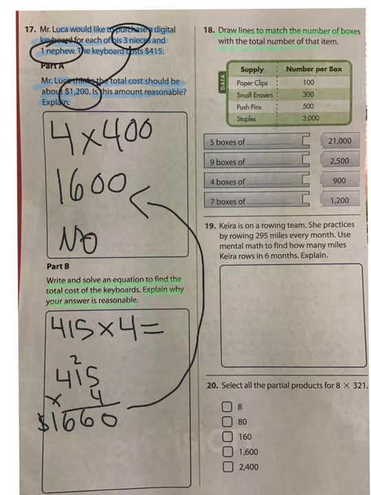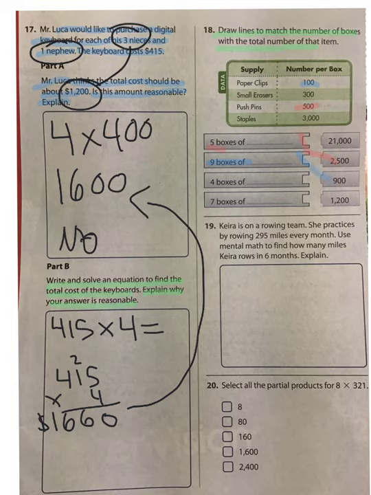So 5 boxes of blank is going to cost what? Think about that. So if we did 5 boxes of push pins, 5 times 500 is going to equal 2,500. 9 boxes of something is going to equal a number over on the right. So if we do 9 boxes of paper clips, 9 times 100 would be 900.